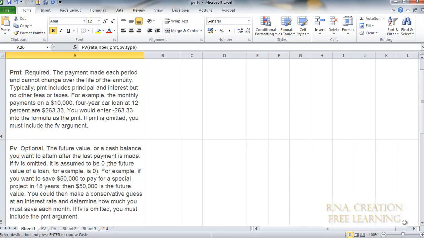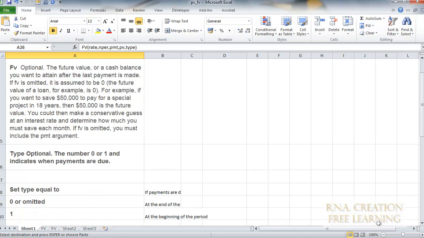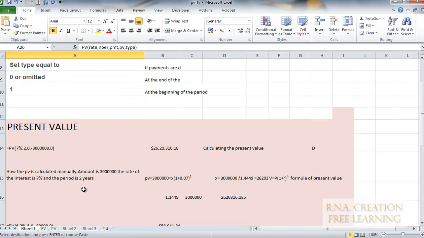Okay, now there is one more thing, type optional. This type is 0 or 1 and indicates when the payments are due. 0 is omitted, at the end of the period, and 1 is for the beginning of the period. Okay, here it is. I will go into the explanation.